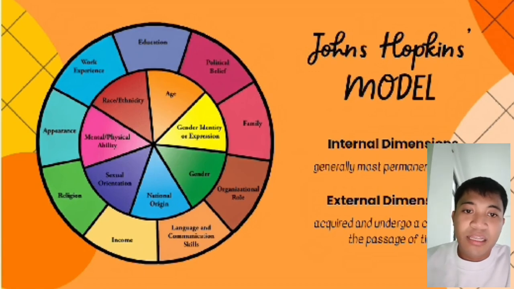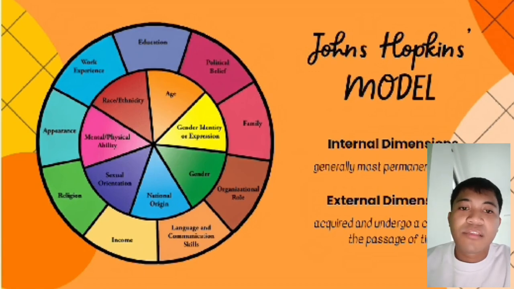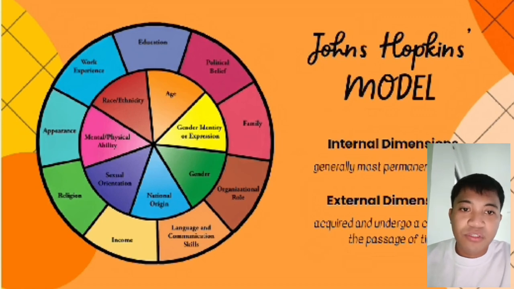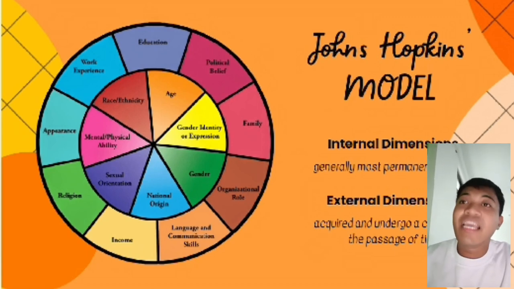This model, the Johns Hopkins model, helps us understand that people come from different backgrounds, and these differences shape who they are or who we are, and it reminds us to respect and value each person's uniqueness, whether it's in school, at work, or in everyday life.